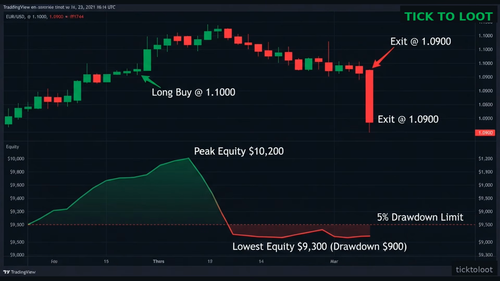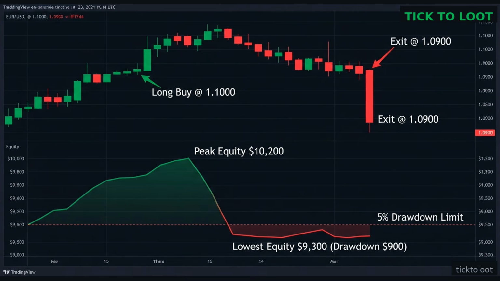Now let's put a picture to the idea of drawdown by visualizing it on a real euro to US dollar trade. Imagine you start the day with a $10,000 account and you decide to buy euros when the pair is at 1.1000. In our chart, the green candle marks that entry point. Think of it as the moment you step onto a moving walkway heading upward. The price climbs a little, and your account equity follows, reaching a new high of $10,200. That peak is the highest point your balance has ever been during this session, and we label it peak equity $10,200 in bright white, so it stands out.